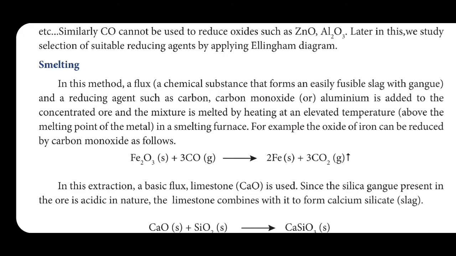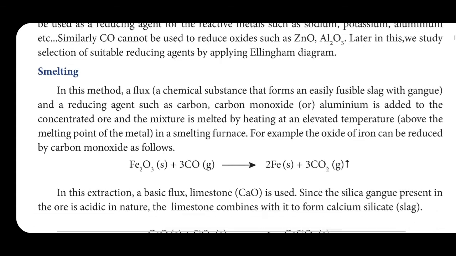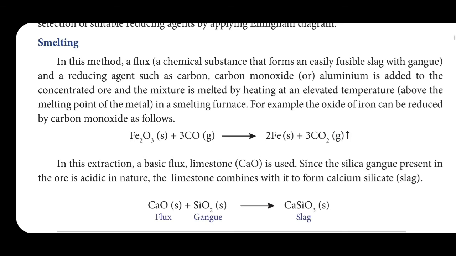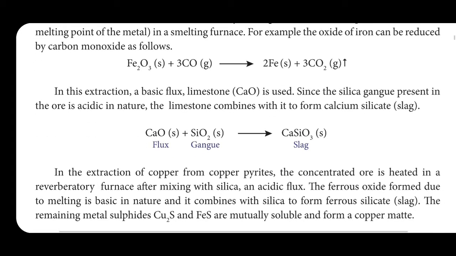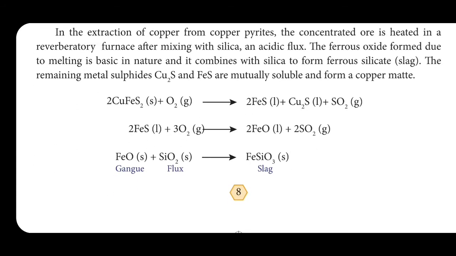So in reduction of metal oxide, smelting heading we learned. In smelting, it is separated into three parts. One is reduction of metal oxide to metal by using reducing agent carbon monoxide. In the second equation, flux is combined with gangue and converted into slag. For understanding that, one example is given, that is extraction of copper from copper pyrite.